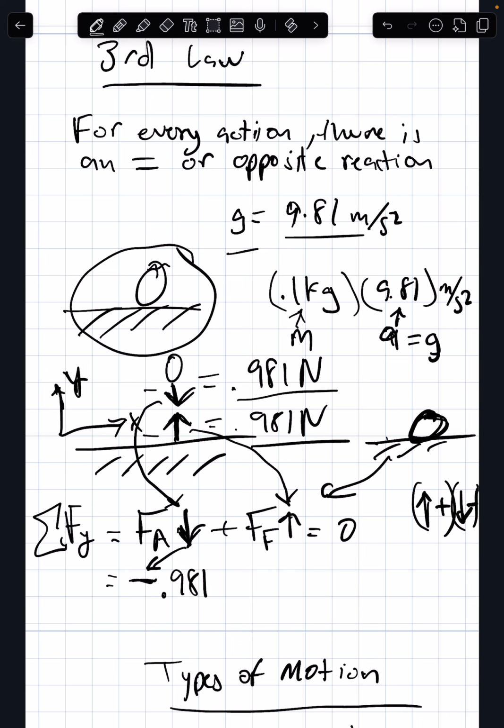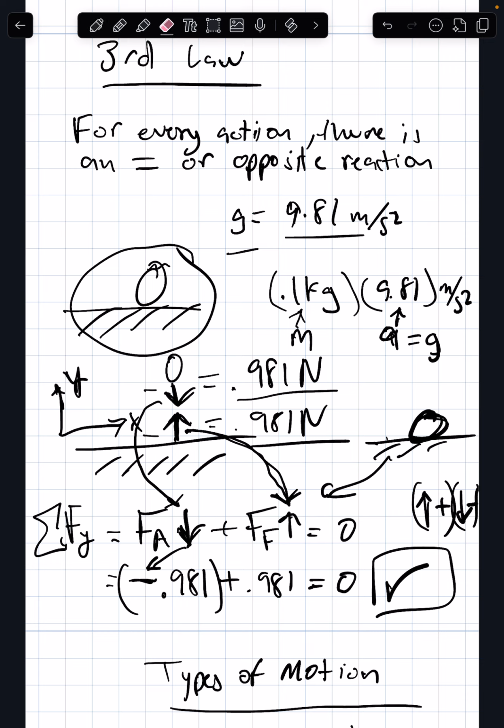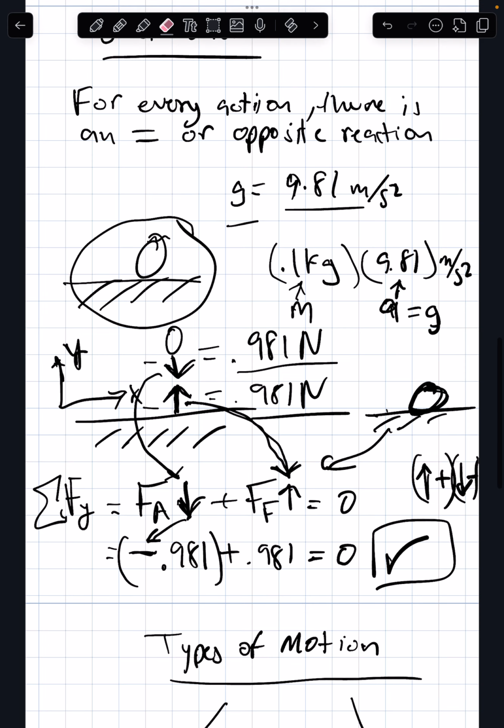plus, because it's going up, our little force from the floor, plus 0.981 newtons. This is getting too messy. Basically, you have negative 0.981 plus 0.981 equals 0. And that's how we can verify, check mark, that this is true. In fact, we basically just proved Newton's law: if an object is not moving, then the net force equals 0. Once you add up the forces in the y, for example, in this case, they equal 0.